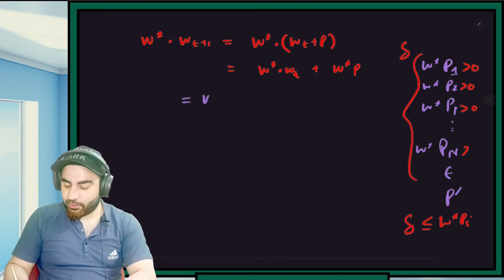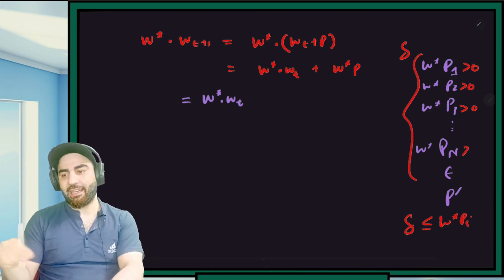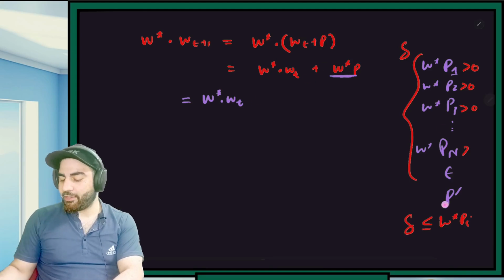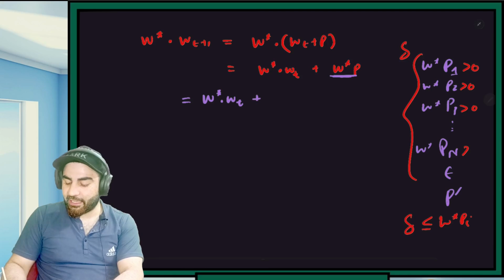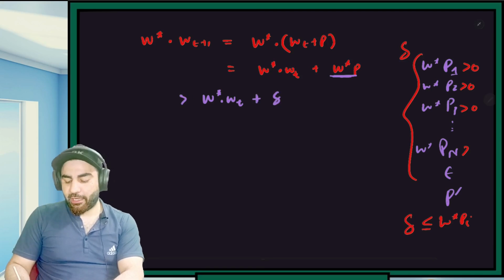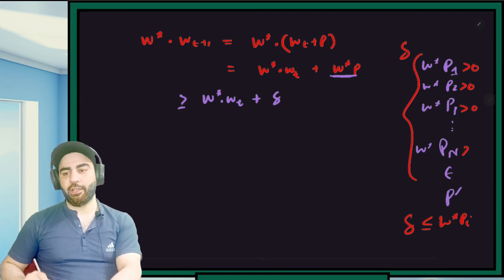So this is W transpose, this is W star. I should keep on writing transpose, but that's all right. Here we have a dot product, and this is the point where I can take any other point and replace it with delta. Now this will not be equal, it will be greater than or equal to. Okay, so you should understand this point.